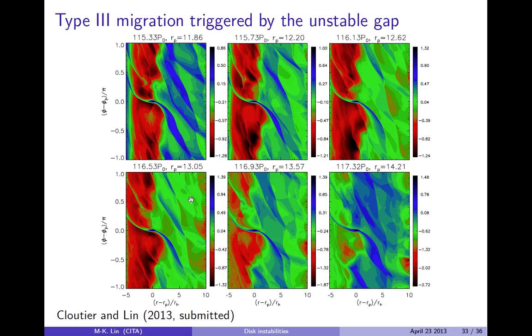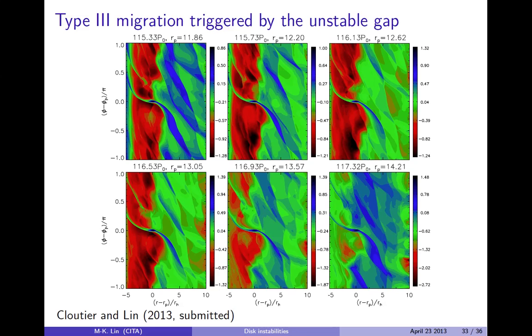That leads the planet into this configuration where there's a heavy overdensity ahead of the planet and underdensity behind the planet. This is a classic configuration for Type 3 migration. And Type 3 migration is known to be self-sustaining, so once the instability or the spiral-planet interaction gets it into this configuration, the planet runs away into the outer disk.